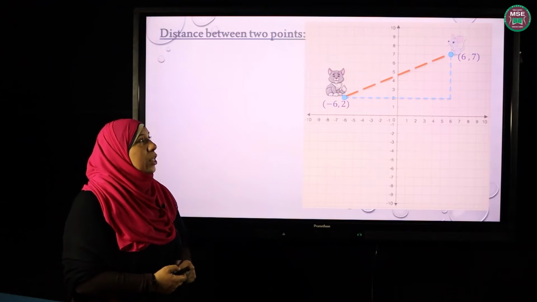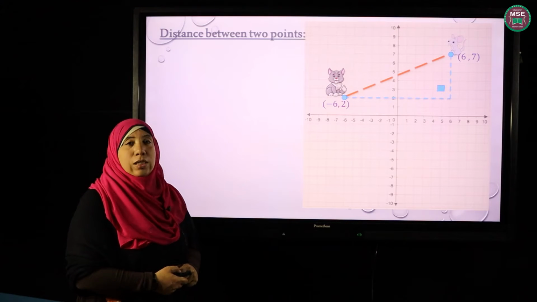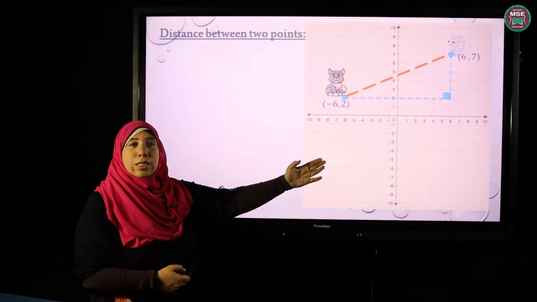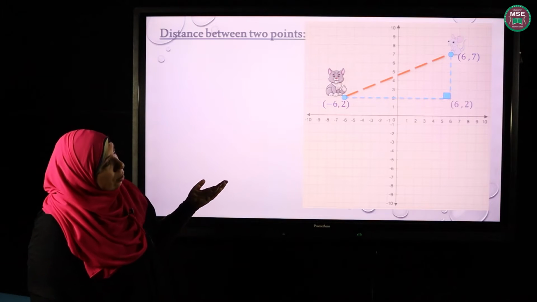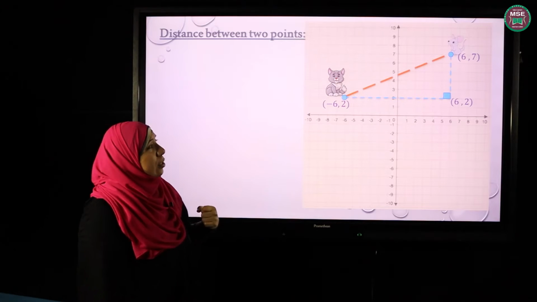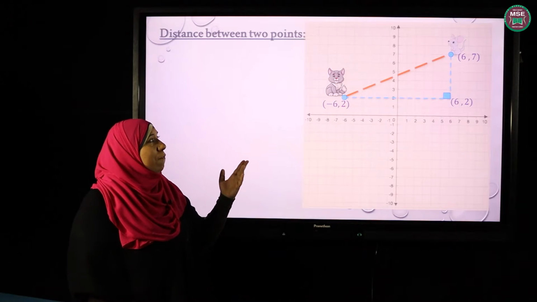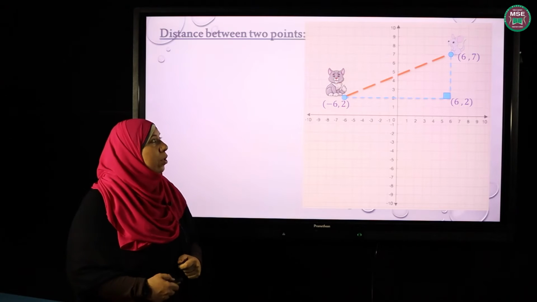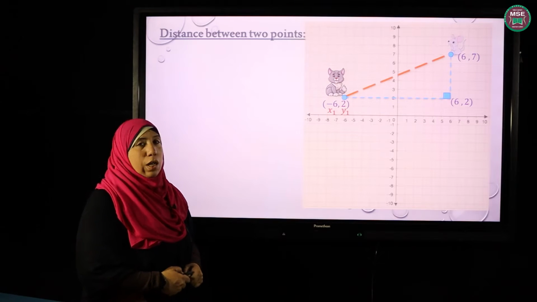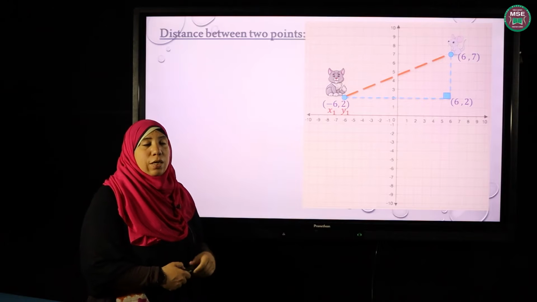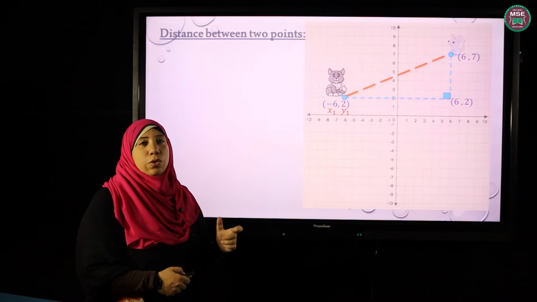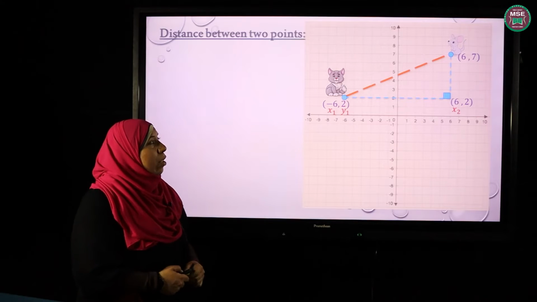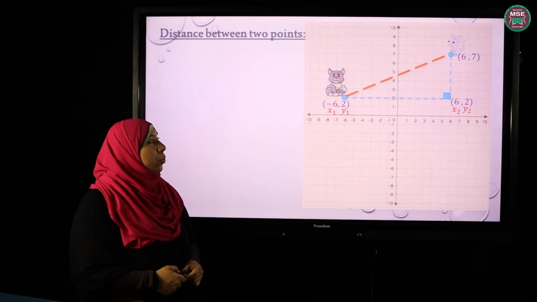Now, the 3 lines here make a right angle triangle. First, I can find the vertical distance. I can find the distance between the 2 points, -6 and 2 and 6 and 2. First, this is x1 and y1 for the first point. We know that any point on the coordinate plane starts with x and then y. And the other point, this is x2 and y2.